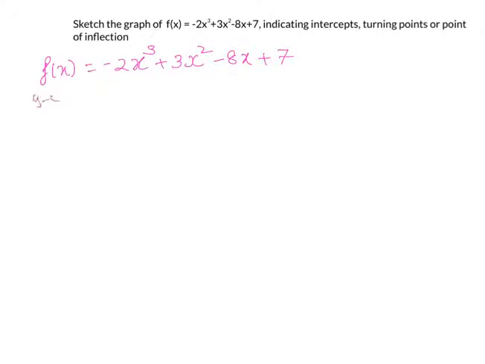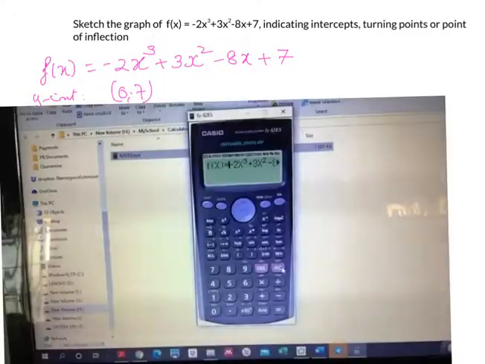Clearly my y-intercept is given by (0, 7). I hope this is clear: the 0 and the 7, this is my y-intercept. Now to find x-intercepts, I will solely rely on calculation.